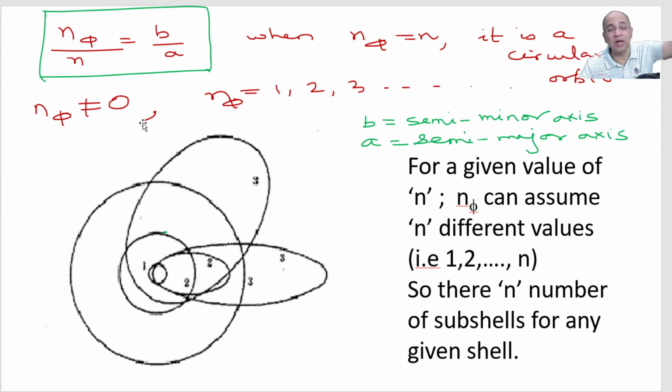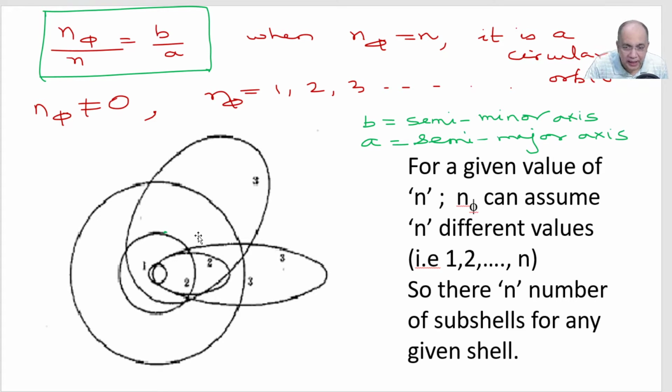Later, after 1926, when Schrödinger gave the equation, he derived the quantum numbers, the azimuthal quantum number, starting from 0. But in 1915, 16, when Sommerfeld tried to modify Bohr's model to explain the fine structure of the hydrogen spectrum, he gave n phi, the azimuthal quantum number, as starting from 1, not 0. It can never be 0. But it can be 1, 2, 3, 4, 5 onwards.